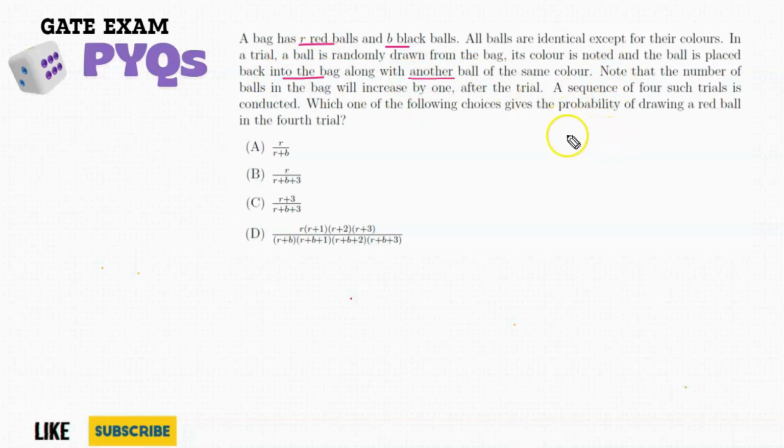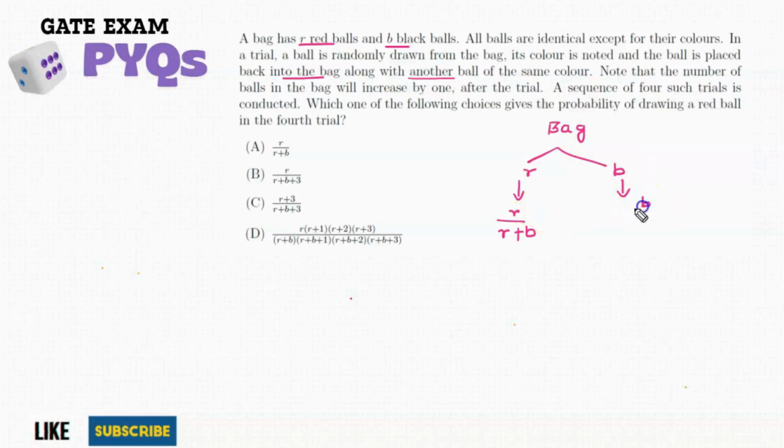So this means that, let's say, this is our bag, which is having R red balls and B black balls. If in the first draw, let's say we are drawing a red ball, what will be the probability of drawing a red ball? It will be R over R plus B. The total number of balls is R plus B. And similarly, for drawing a black ball, the probability is going to be B over R plus B.